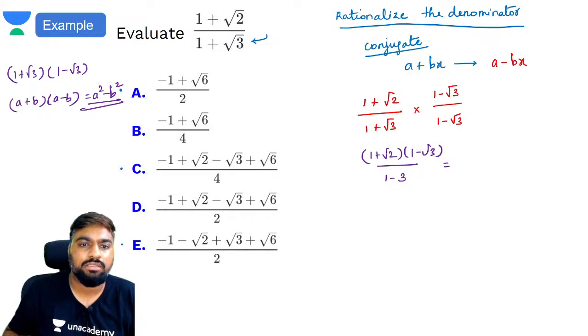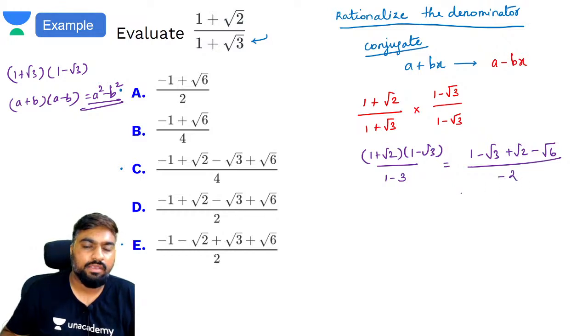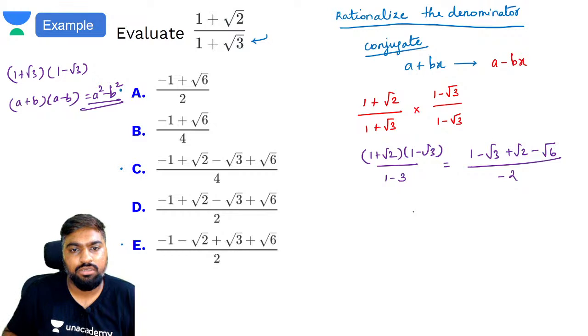This gives us what? 1 into 1 is 1, minus root 3, plus root 2, minus root 2 into root 3, which is root 6, by 2. Yes, so if you multiply the minus into the numerator, what will you get? You'll get minus 1 plus root 3 minus root 2 plus root 6 by 2.